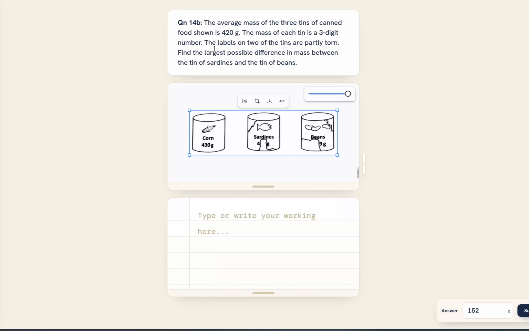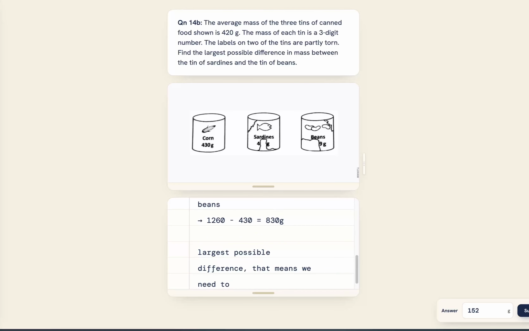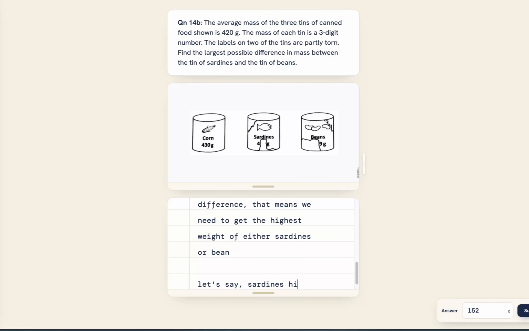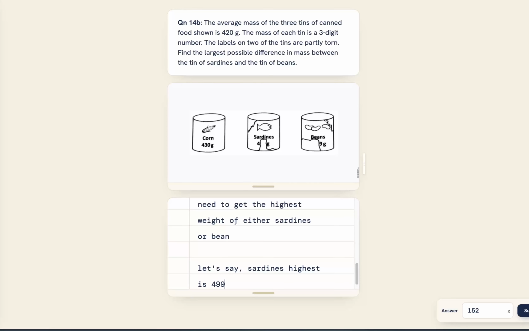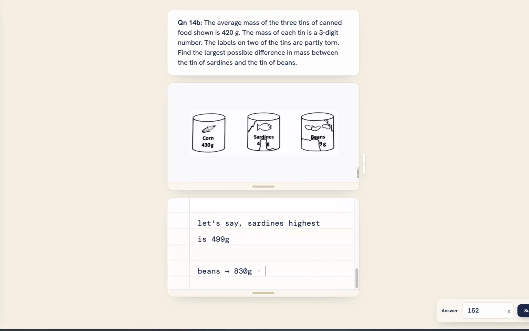For part B, the labels on two of the tins are partly torn. Find the largest difference in mass between the tin of sardines and the tin of beans. We know that the total mass for both the sardines and the beans is 830 grams. In order to get the largest possible difference, we need the highest weight of either sardines or beans. Let's say the sardines' highest is 499 grams. Then beans would be 830 minus 499 grams, which is 331 grams.